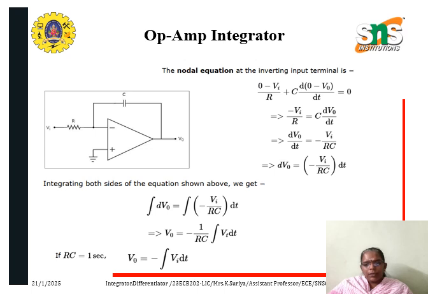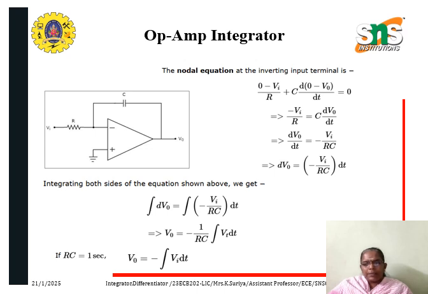So when we integrate the equation on both the sides, we'll be getting integral of dV naught is equal to integral of minus Vi by RC into dt, which implies V naught is equal to minus 1 by RC into integral of Vi into dt. So when RC is equal to 1, we'll get V naught is equal to minus integral of Vi into dt.